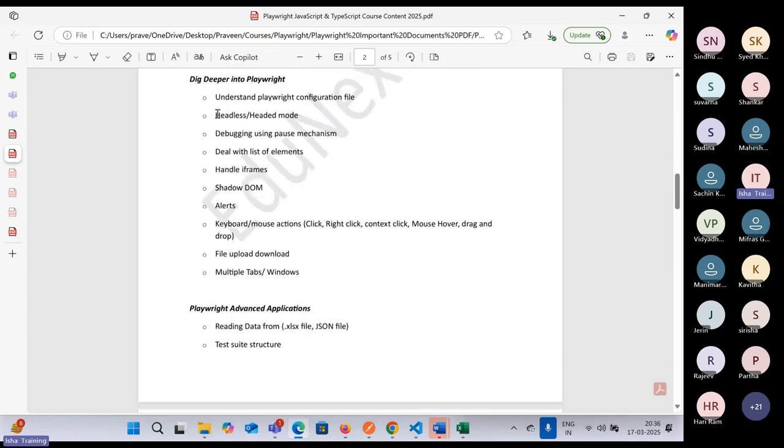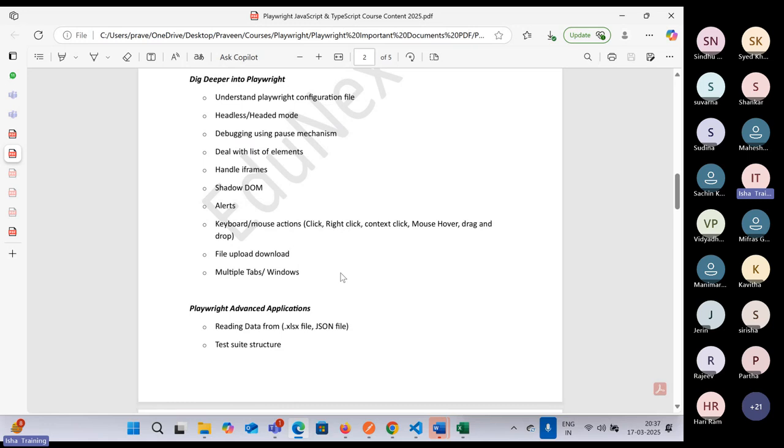After going through the basic checks, we'll be going into an advanced level where we'll dig deeper into Playwright to understand what is the configuration file that it has given. How do we control the test cases in headless and headed mode? How do we debug? How do we deal with multiple elements, frames, shadow DOM elements, alerts, multiple windows, some of the mouse operations that we generally do in test automation, which are click, right click, mouse over, drag and drop, file upload and download, and handling multiple windows or multiple tabs.